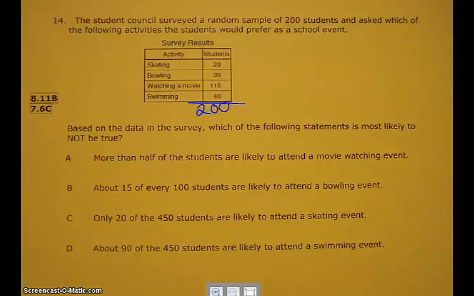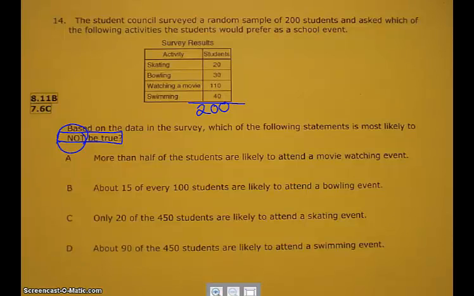And it also lists the school activity they would prefer. So 20 students preferred skating, 30 bowling, 110 watching a movie, and 40 swimming. The question we're trying to answer is based on that survey data. Which of the following statements is most likely not to be true? I would imagine that several of you probably understood the question, but did not pay attention to the not. But let's work through it nonetheless.